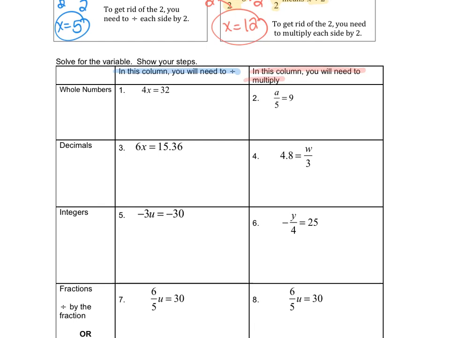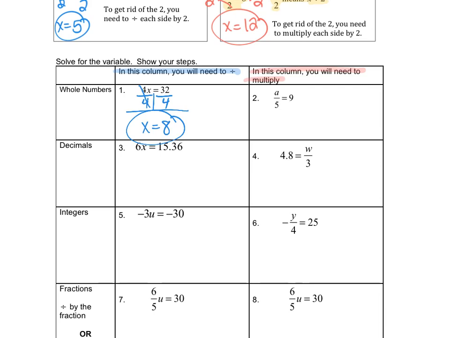In the first column, we have 4x is equal to 32. Well, remember, 4x is the same as 4 times x. So in order to solve this, we're going to have to do the opposite and divide both sides by 4. When we do so, we get x equals 8. 32 divided by 4 is 8, and we're done there.